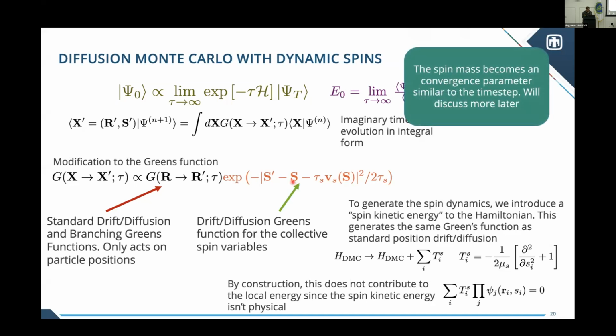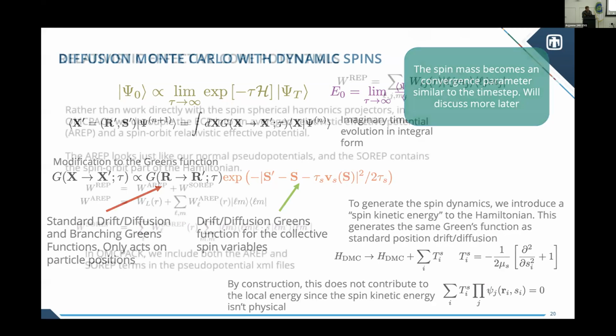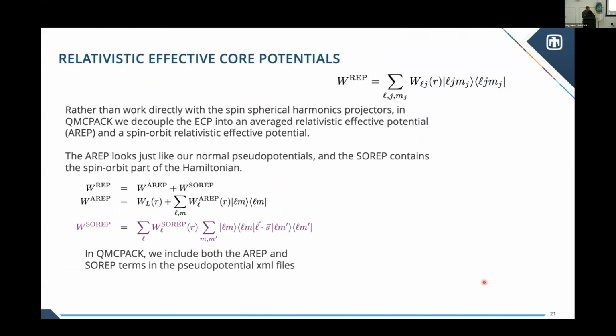And I'll talk more about this spin mass parameter later, because this actually becomes a convergence parameter that you have to handle in the QMC. Okay, so in QMCPACK, I said we needed spinners, we needed sampling, we need the wave function. The last thing is that we need the relativistic effective core potential, the actual part of the Hamiltonian that's giving us the spin orbit interaction, the spin orbit splitting.